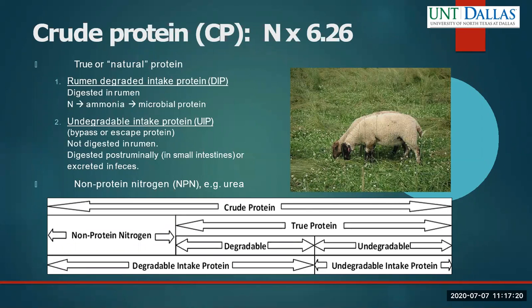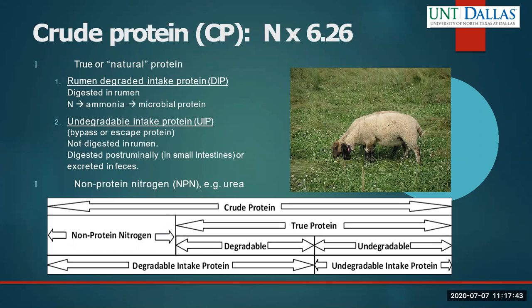So crude protein can be calculated by, we already talked about that, the total nitrogen times 6.25, that's the factor. Whatever nitrogen percentage we get, we just have to multiply it by 6.25 and we get the crude protein.